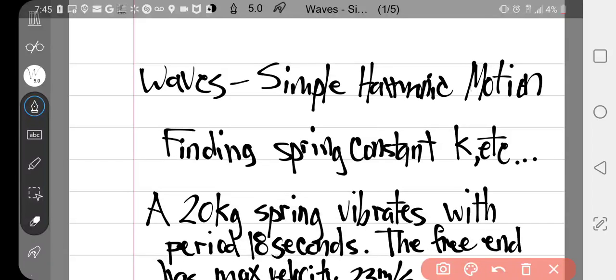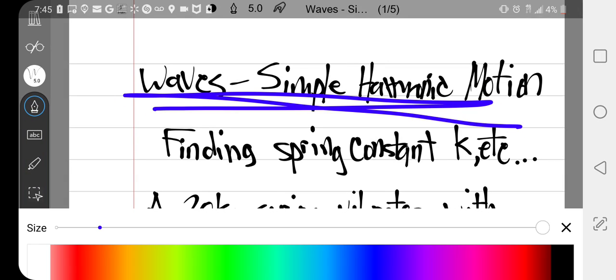Hello, Morgan Labs. We're finding spring constant, amplitude, general equation. This is under the bigger heading of waves, simple harmonic motion. Let me make it red. Simple harmonic motion.